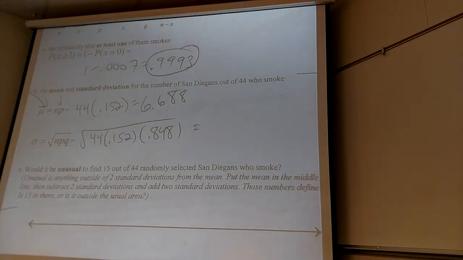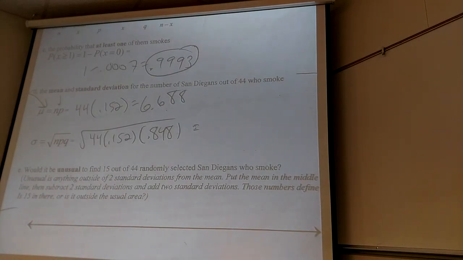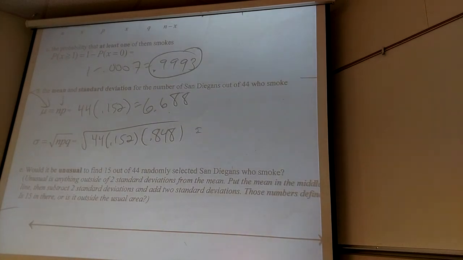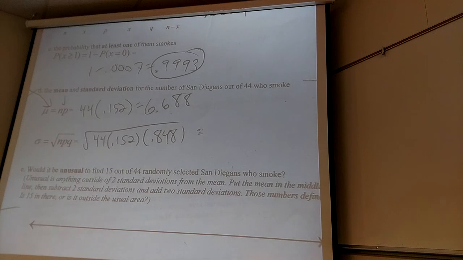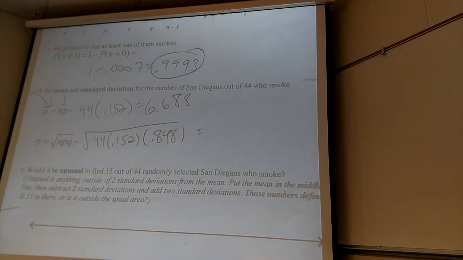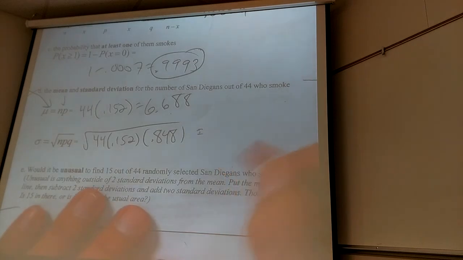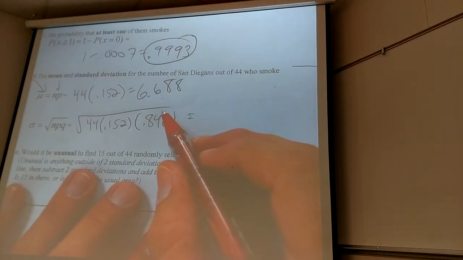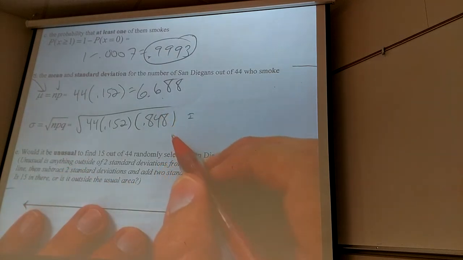So is it impossible to pick 44 San Diegans and get 30 of them that smoke? Is that impossible? No. Good. Almost always, your answer to the impossible question is no. Probability leaves the door open for a lot of things. Okay, maybe. It would just be remarkably unlikely. Yes, thank you. I want to make that clear too.